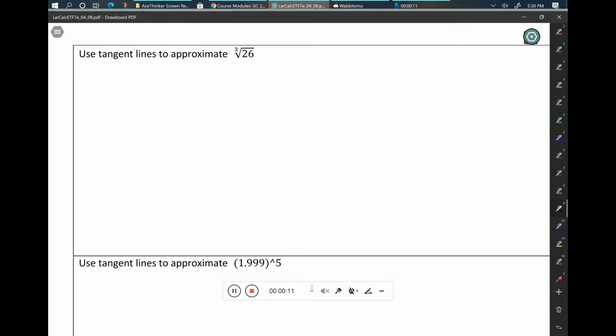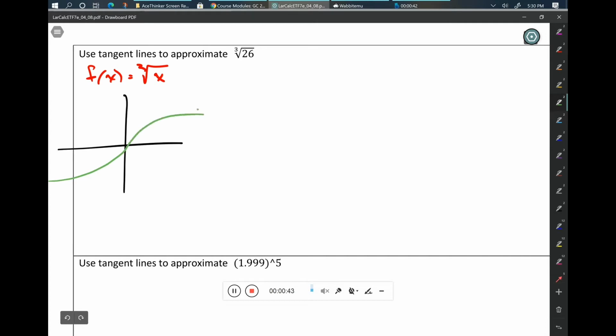Remember the idea behind tangent lines as an approximating tool: you have a function that plays well with some numbers, doesn't play well with other numbers. You make a tangent line at one of the nice numbers and use it to approximate the ugly numbers that are close to the nice number. Since my job is to take a cube root, I'm working with the function f of x equals the cube root of x. And if we make a quick sketch of this, we're looking at something that comes in like this.